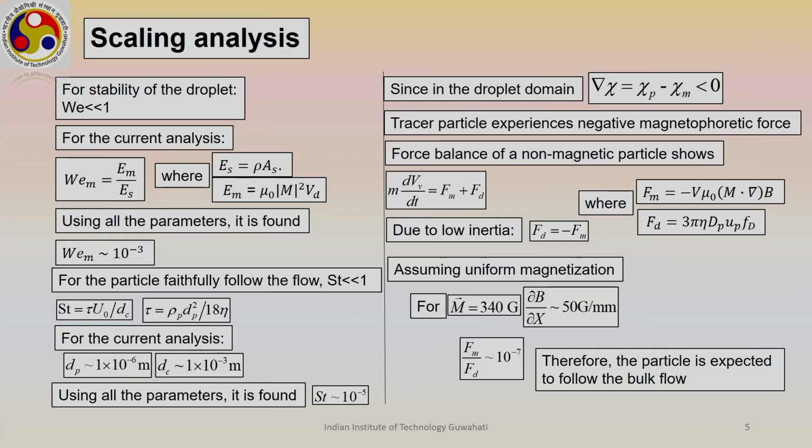Now if the fluorescent particles are moving in the opposite direction, then our objective will not be fulfilled. To ensure that, we have made sure that the tracer particle experiences negative magnetophoretic force. That is what we need to ensure, and that is done by this delta chi, that is not less than 0, that is, negative magnetophoretic force will be there.